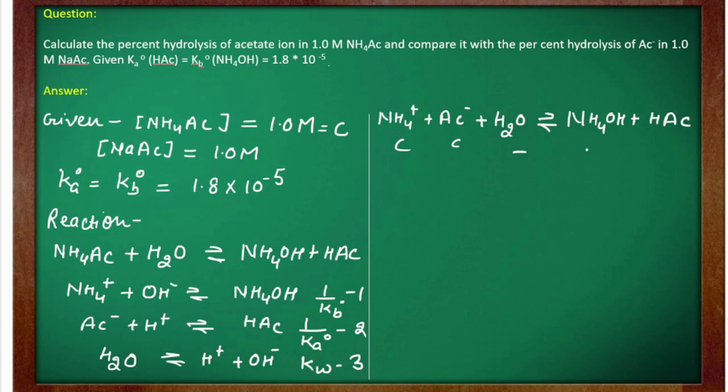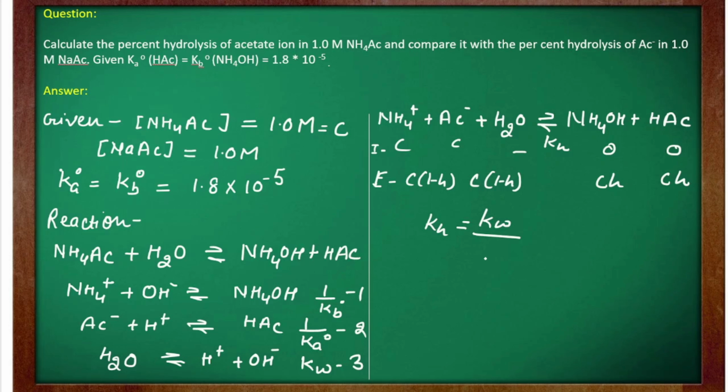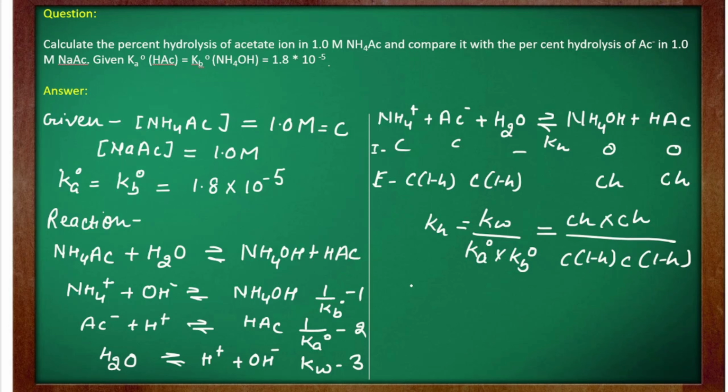At equilibrium, concentration of ammonium and acetate ion is C multiplied by 1 minus degree of hydrolysis, h. Concentration of ammonium hydroxide and acetic acid is C multiplied by degree of hydrolysis. Dissociation constant of hydrolysis is equal to Kw divided by Ka and Kb. It is also equal to h squared divided by square of 1 minus h.